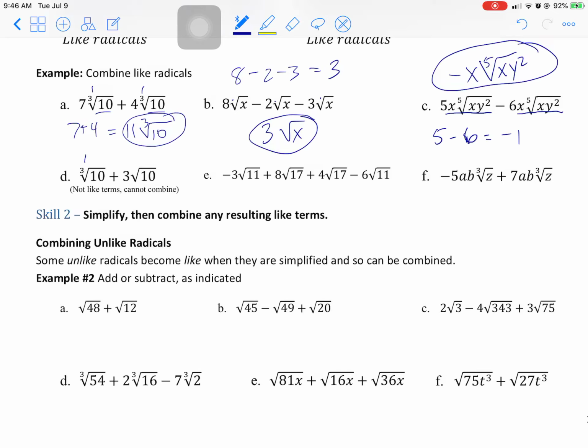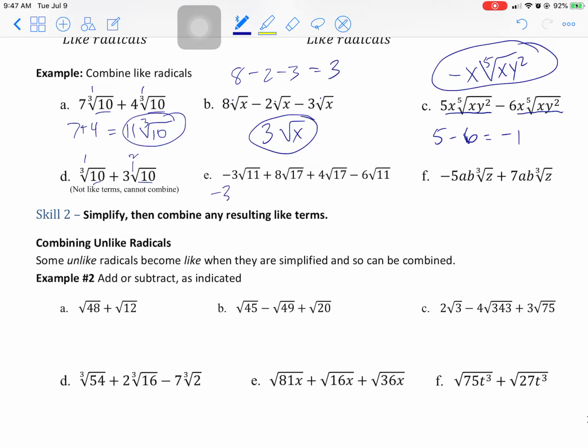And this is an example of the one that won't combine. That has an index of 3. This has an index of 2, right? That's a numerical coefficient of 3, but an index of 2. Even though the radicands are the same, this cannot be simplified. So you can't combine them.